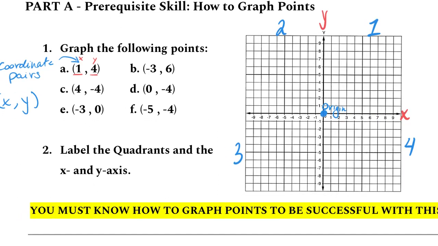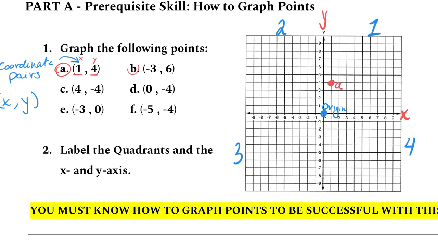What we're going to do is find 1 on the x-axis, because that is an x value. So we go to 1 on the x-axis. Then we go to 4 on the y-axis. So 1 over, up 4. And that is our point right there. That is the point 1, 4. That's labeled with an A, so I'm going to go ahead and label that point A. Hopefully we're catching on to what we're doing here.